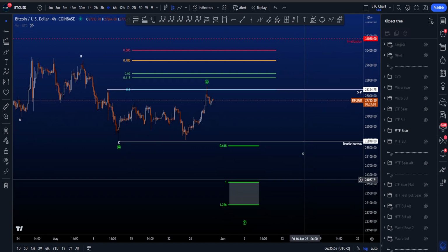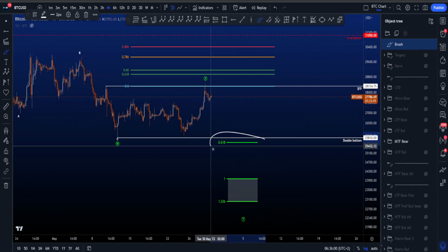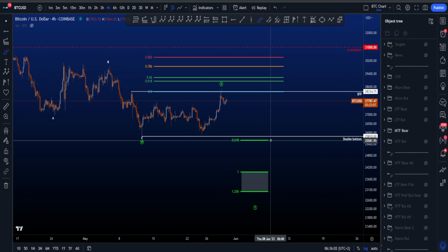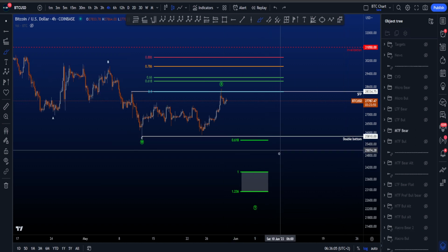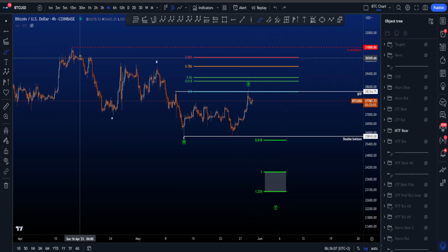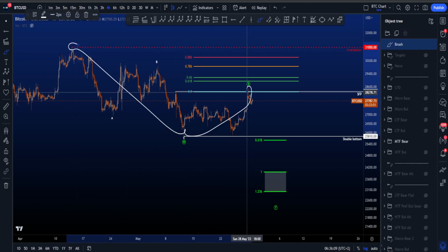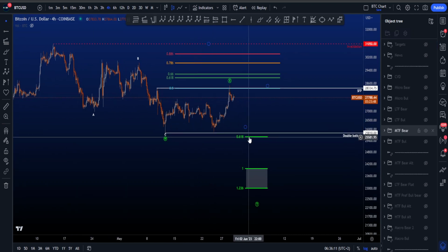25.8K. So that is a very interesting area, also in confluence with the 0.618. And the 0.618 is a common target for a wave Y taken from the high to the low of W to the high of wave X. So that is definitely a level to look for at 25.6K.